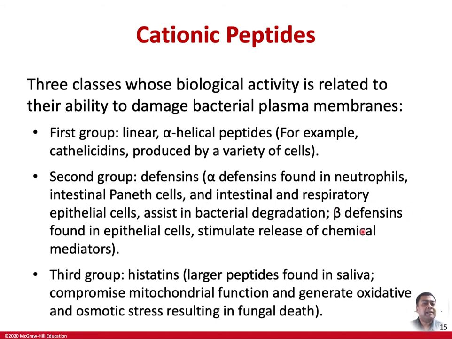On the other hand, the beta defensins are found in the epithelial cell, and they stimulate the release of chemical mediators. That means the beta defensin is responsible for releasing some secondary chemical signals which will alert the immune system. So alpha defensins directly degrade many of the pathogens, whereas the beta defensins alert the immune system for subsequent activation of the immune response. The third group are known as the histatins, or the larger peptides found in the saliva. They compromise the mitochondrial function and generate oxidative stress and osmotic stress, resulting in fungal death.